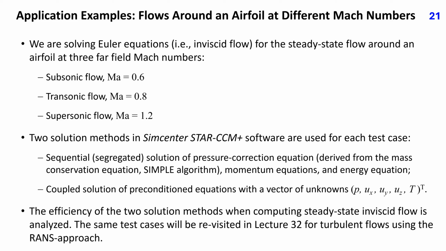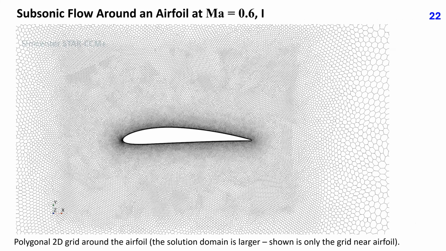Sequential, in the software called segregated, solution of the pressure correction equation derived from the mass conservation equation, SIMPLE algorithm, momentum equations, and energy equation, and a coupled solution of preconditioned equations with a vector of unknowns p, ux, uy, uz, and T. The efficiency of the two solution methods when computing steady-state inviscid flow is analyzed. The same test cases will be revisited in lecture 32 for turbulent flows using the RANS approach. We are first looking at the subsonic flow around an asymmetric airfoil at 0 degrees angle of attack and the Mach number in the far field of 0.6.